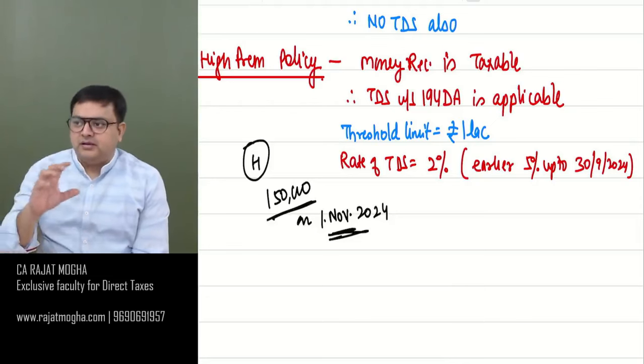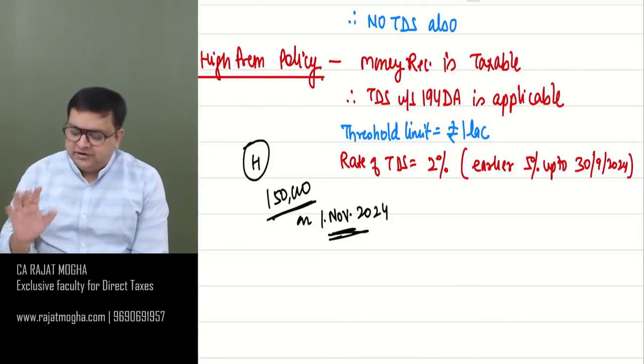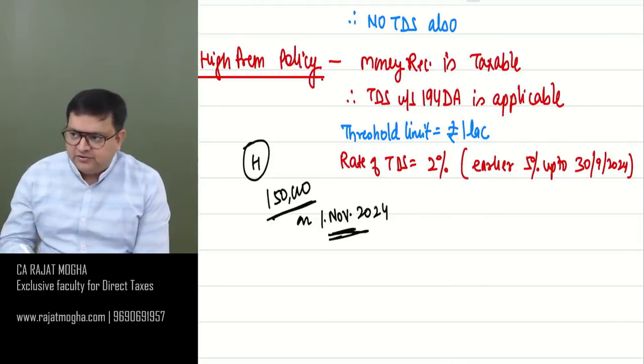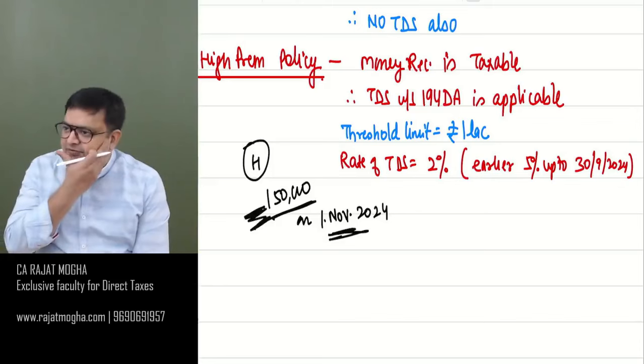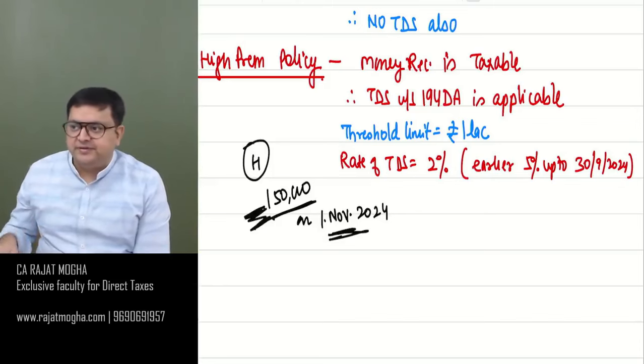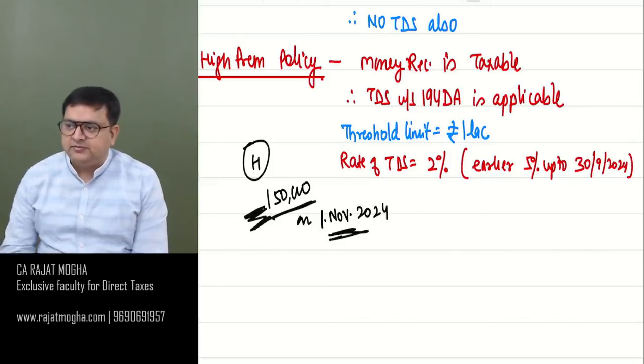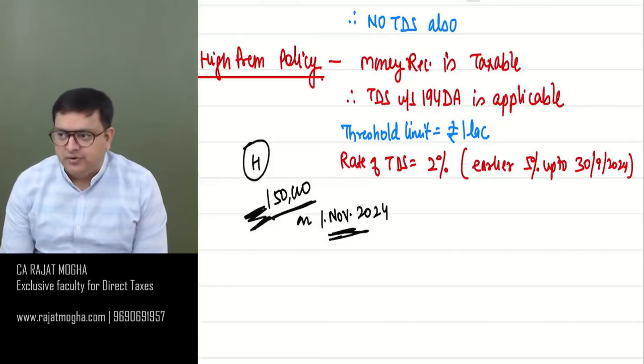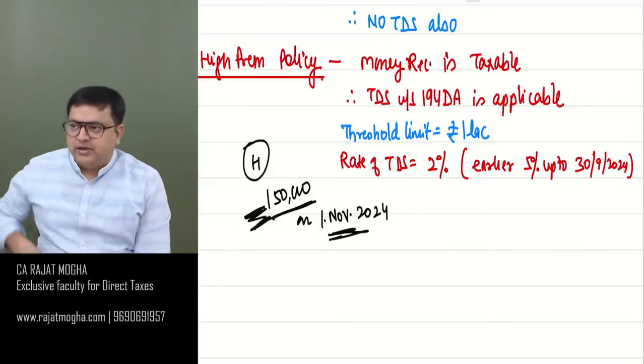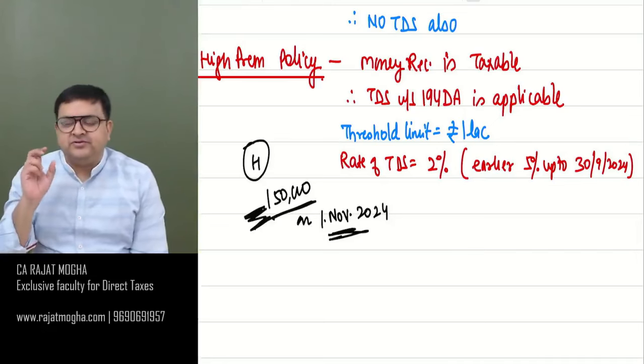Now, threshold limit is 1 lakh. I'm paying you 150 now. It's more than the threshold limit. Siddharth, it's more than the threshold limit. Okay. Correct. Guys, 3,000 is actually not the correct answer.